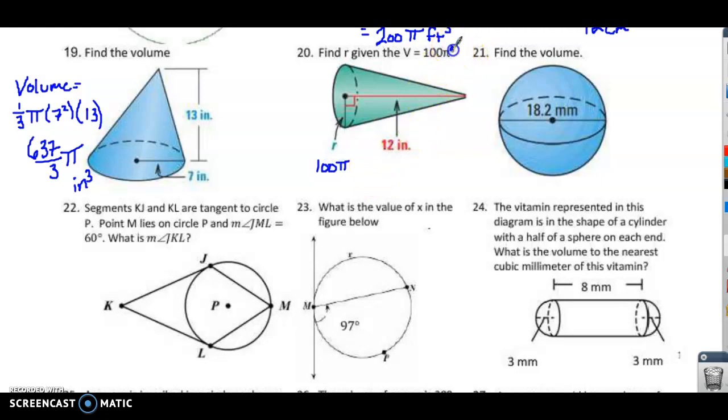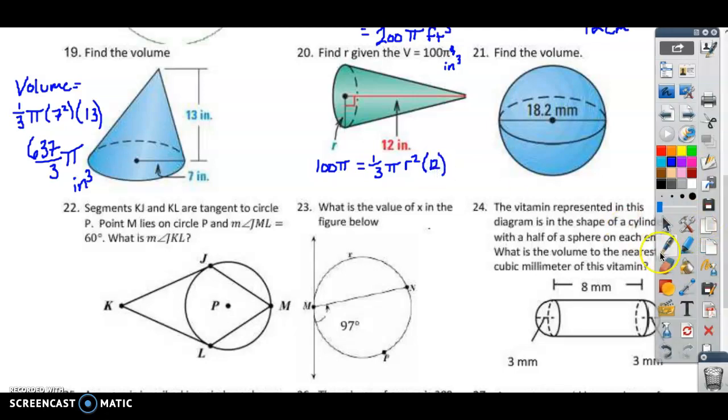So that should really be inches cubed. Let's fix that there. So 100 pi equals, well, we're looking at a cone, 1/3 pi r squared. We don't know r right now, but we do know the height of the cone, and it's 12. I'll clean that up real quick. So that's 12. So times 12.